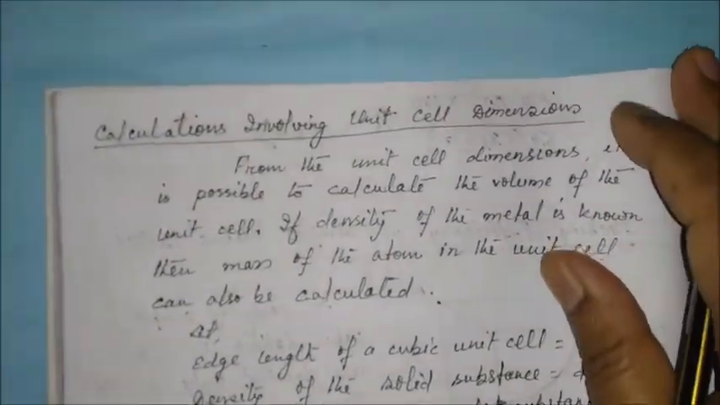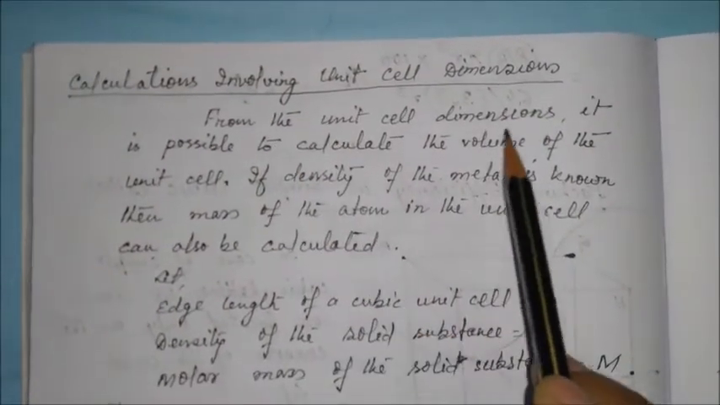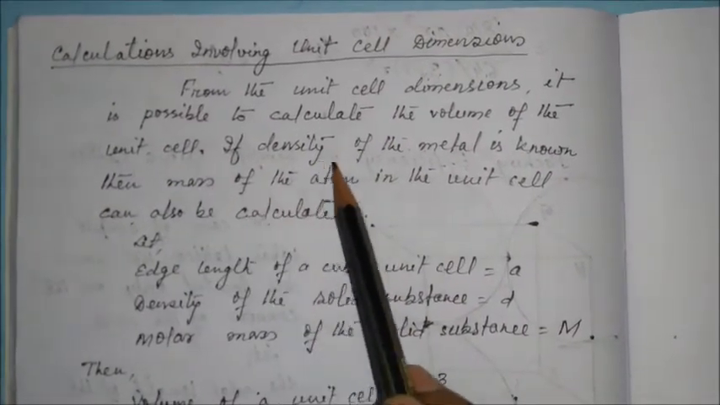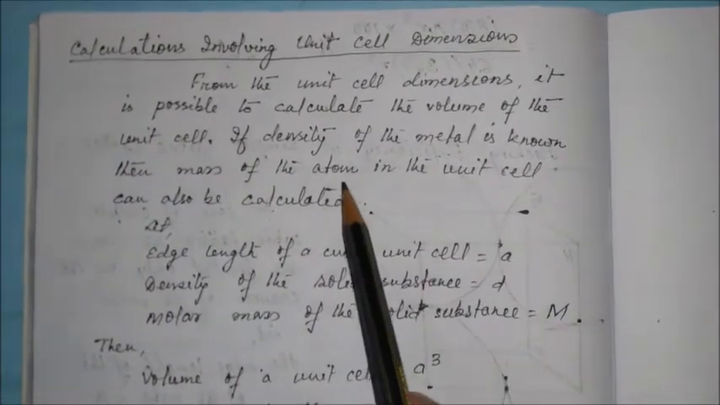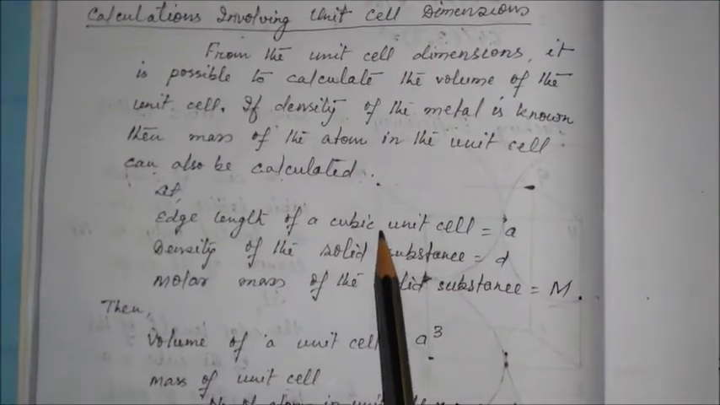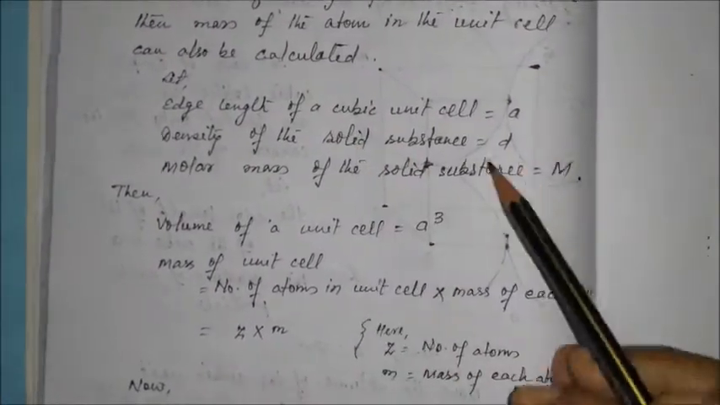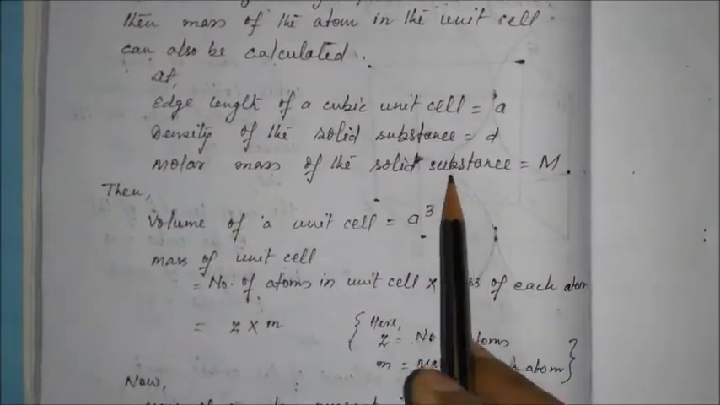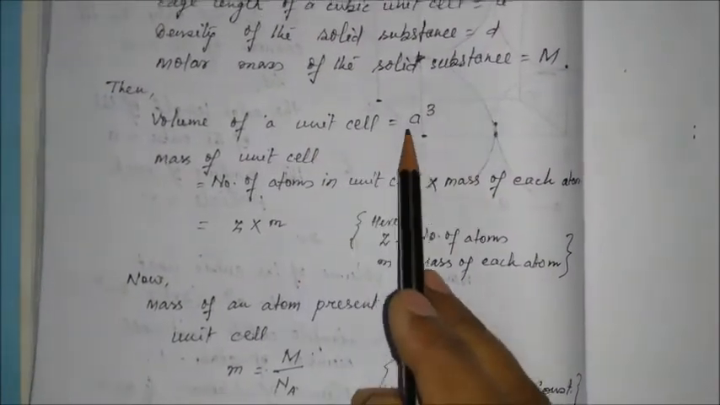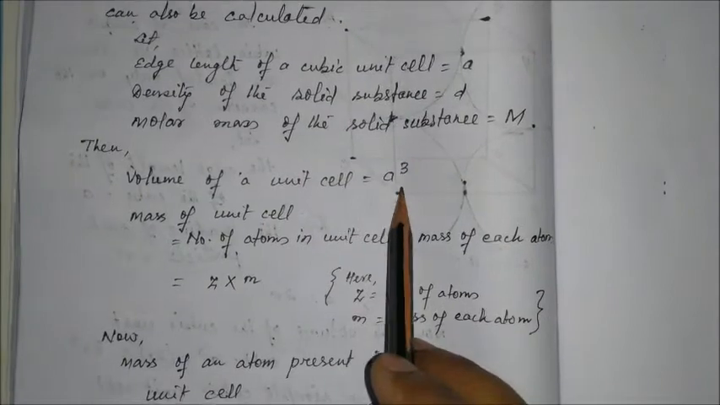Another topic is calculations involving unit cell dimensions. From the unit cell dimensions, it is possible to calculate the volume of the unit cell. If the density of the metal is known, then the mass of the atom in the unit cell can be calculated. Let the edge length of a cubic unit cell be a, the density of the solid substance, suppose a metal, be d, and the molar mass of the solid substance be capital M. Then the volume of a unit cell is a cube.